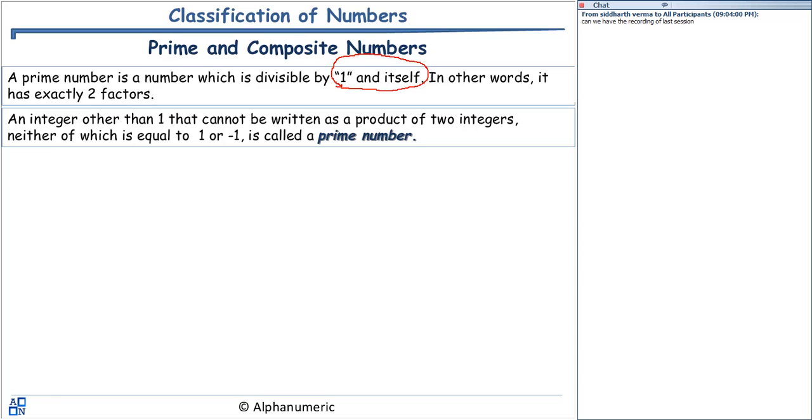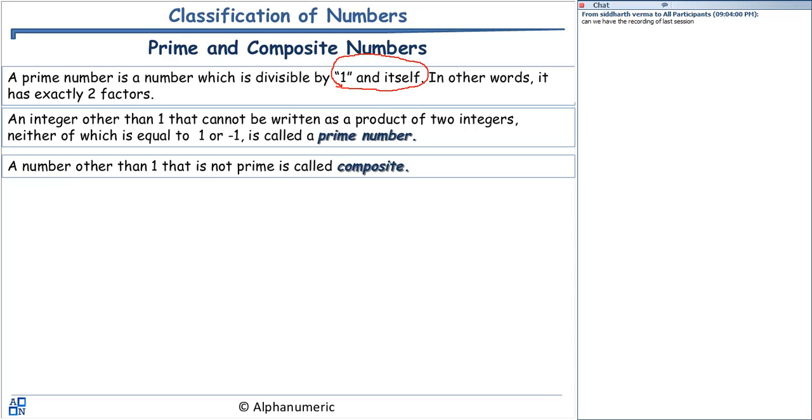Now, next thing here is a number which is not a prime, that is known as composite. And 1 is neither prime nor composite. That's a very important thing, that 1 is neither prime nor composite here. Now, a few important properties of the prime numbers. For that, I'm going to use the whiteboard. So let me come to the whiteboard here.